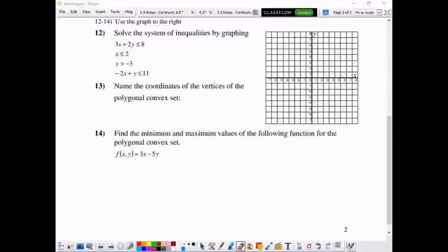Hey everybody, now we're going to review solving a system of inequalities by graphing. So our first inequality is 3x plus 2y is less than or equal to 8. If I put in a 0 for x, I just have 2y here. If I divide, I'm going to get a y-intercept of 4. So I'm going to graph y is 4.